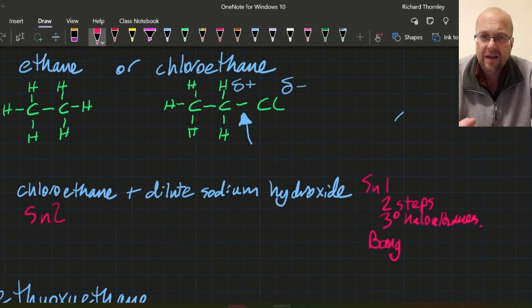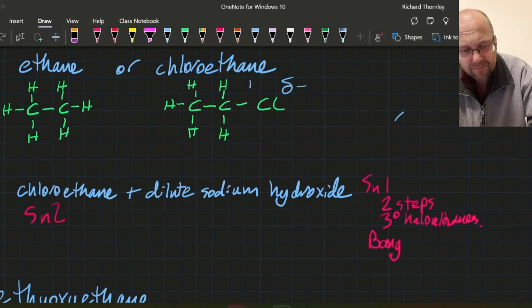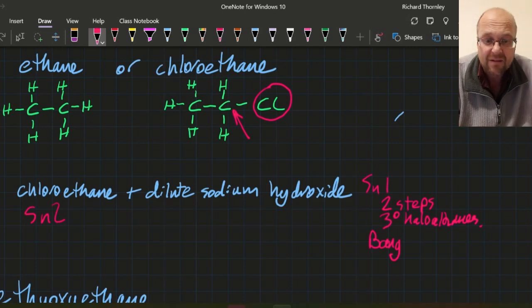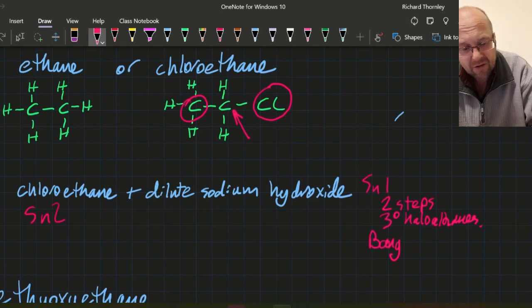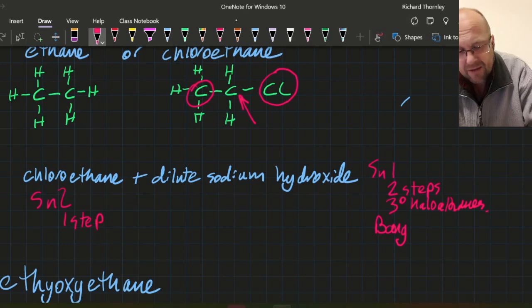How do you know it's a primary haloalkane? Well, here we go. Find the halogen. Find the carbon attached to the halogen. How many carbons are directly attached to that? Well, just this one. So it's primary. So SN2, that's going to be 1 step. So I was wrong with my initial assumption. And it's for primary haloalkanes.